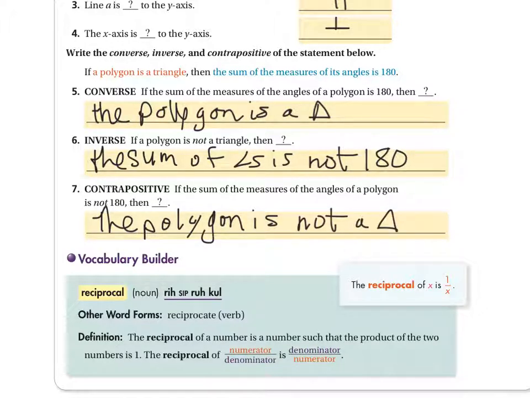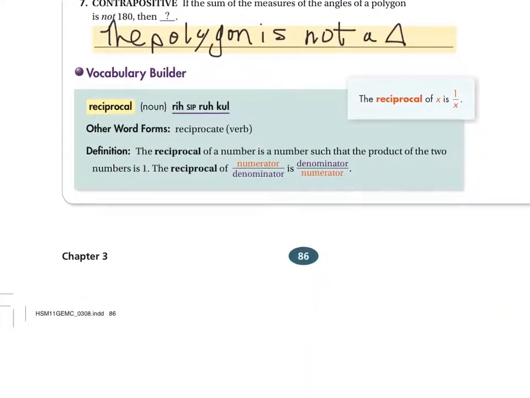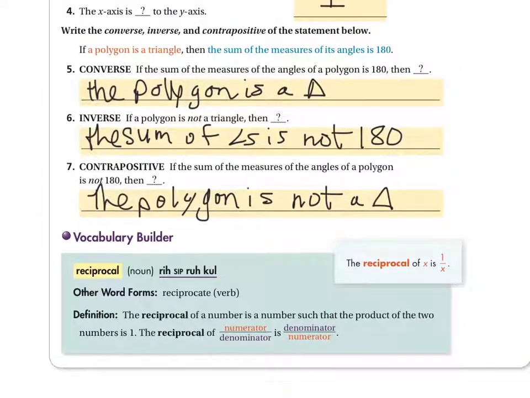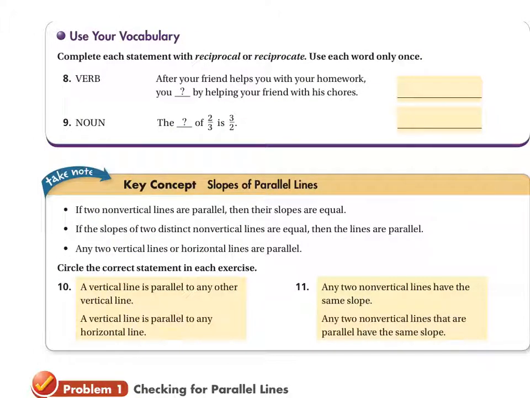All right, and let's review what a reciprocal is. So a reciprocal of x is 1 over x. So you flip the fraction. So if it's just a number, it's 1 over the number. So the word reciprocal is a noun. So this is a reciprocal. The reciprocal of 2/3 is 3/2. But as a verb, it's reciprocate.